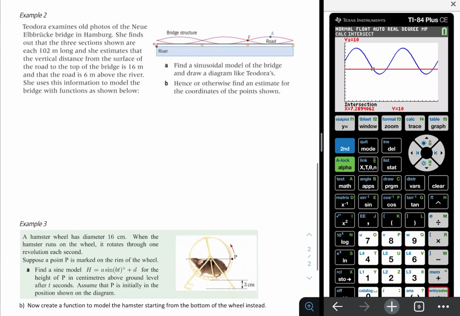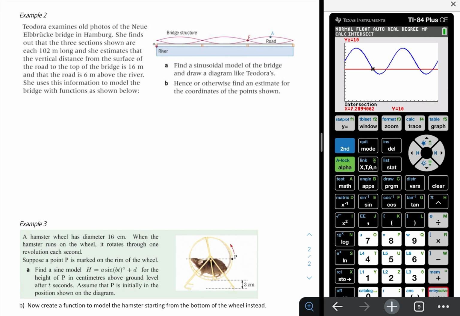Now for example 2. In example 2, they don't give us a function and we're going to have to create a function by ourselves. So let's read what's happening here. We have this bridge in Hamburg and this woman finds out that there are 3 sections shown that are each 102 meters long. And she estimates that the vertical distance from the surface of the road to the top of the bridge is 16 meters and that the road is 6 meters above the river. Use this information to model the bridge with sinusoidal functions as shown.